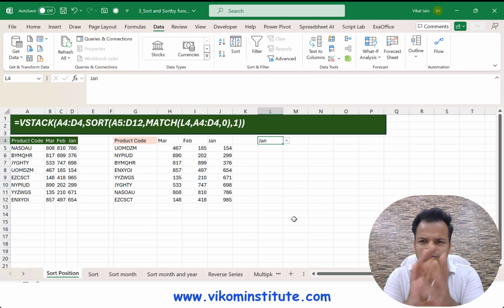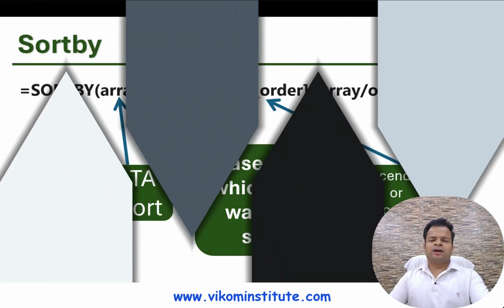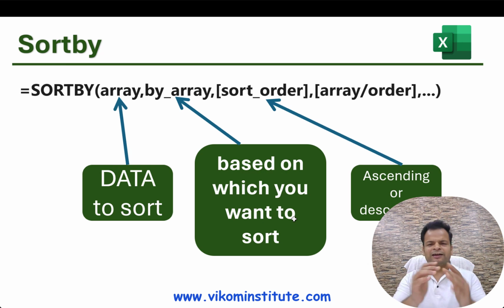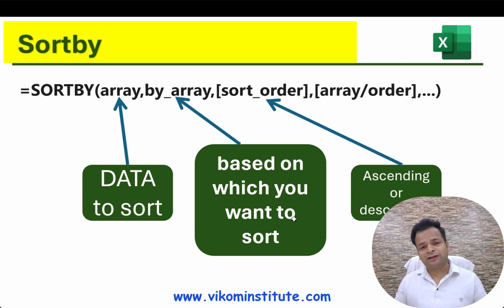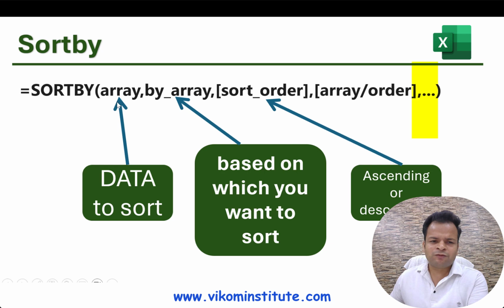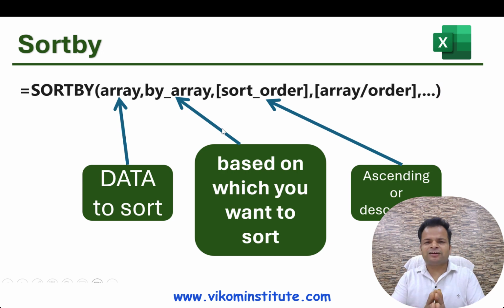Now let's talk about our sort by function. Sort by function is a little bit advanced compared with your sort function. Sort by function again has multiple arguments. If you see it, I can even say it has infinite arguments. How I'm saying it: the first argument is array. Array means your data table range. By array means by which method you want to sort your data. We need to give the method here.